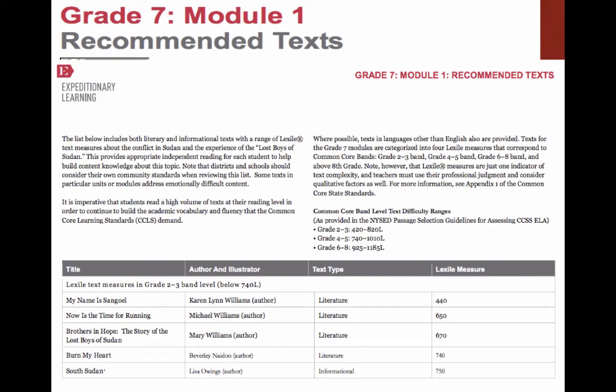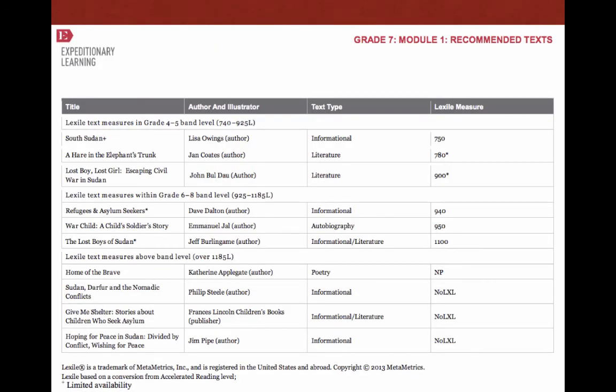The next section of this module is the recommended texts section. This section provides additional text options that teachers can use to enhance the module. The texts listed here are not purchased by the district. Next are the materials that can be used for independent student reading to help build content knowledge about the specific topic. Again, these are not purchased by the district. This section ends the module overview summary of the performance task.